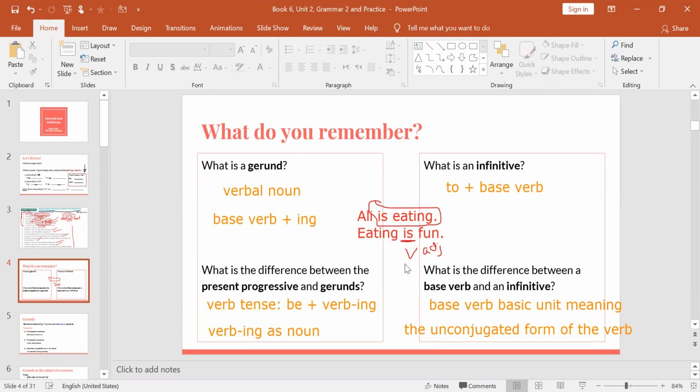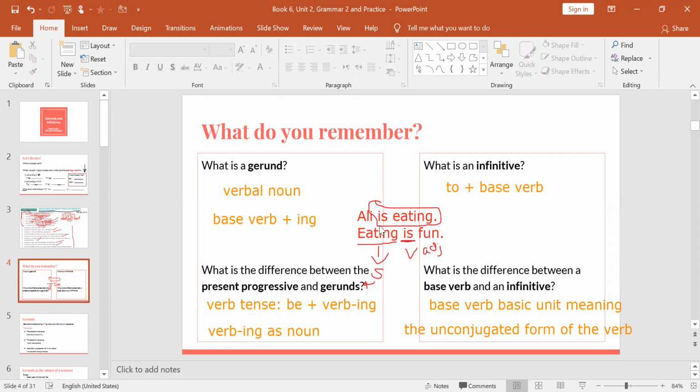But here, since eating is coming in the subject form, then this is actually what we call a gerund, the verbal noun, that's functioning as the subject. Because we can't say in English, "is eating Ali fun?" That doesn't make any sense, okay?